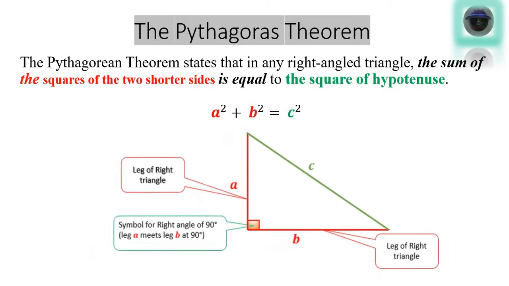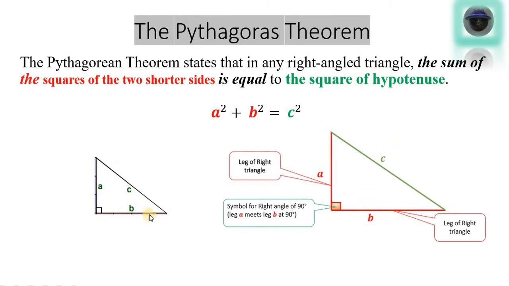Let's look into this further. So here we have this short side B and this short side A. Let's give them some measurement. Let's make B equal to 4 centimeters and A equal to 3 centimeters. Now, if you construct this right angle triangle, you'll recognize that if you measure this third side, you'll actually get a length of 5 centimeters.